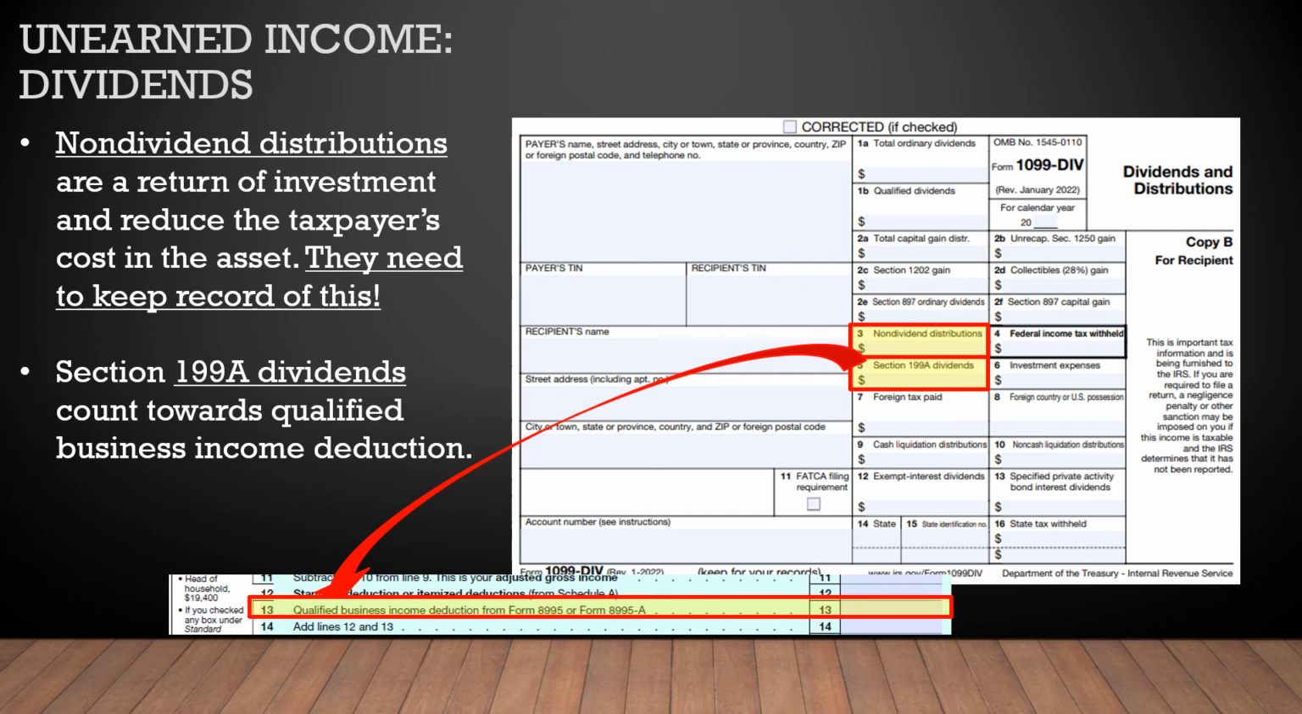And then we have box 5, which is section 199A dividends. And these are the one instance where as basic certified tax preparers, we're going to see qualified business income deduction. Usually this shows up when somebody has a sole proprietorship, but this particular box, if there's an amount in it, will generate a little bit of qualified business income deduction for them, and that's line 13 of the 1040.